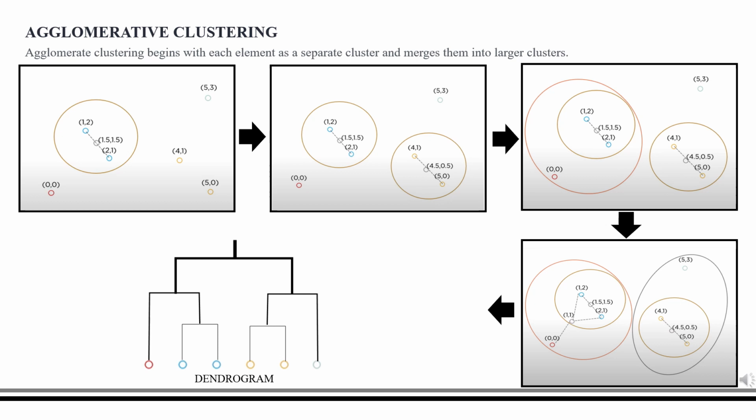Agglomerate clustering begins with each element as a separate cluster and merges them into larger clusters. There are 3 key questions that need to be answered. How do we represent a cluster that has more than one point? How do we determine the nearness of clusters? When do we stop combining clusters?